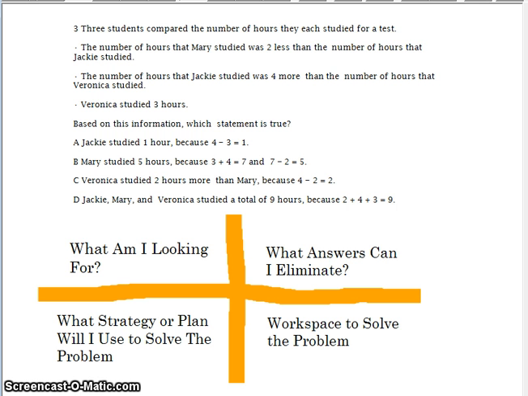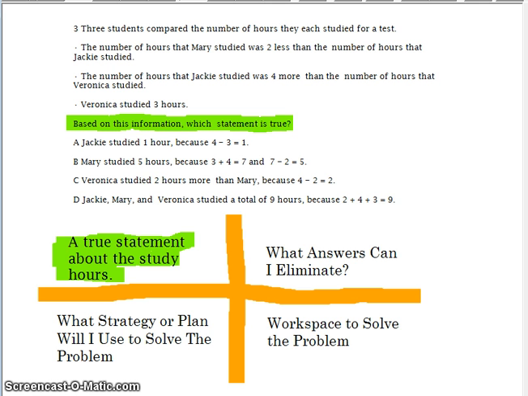We're going to add our window pane strategy to it. So let's look at the first top left hand corner. What am I looking for in this problem? Based on the information, we're trying to figure out which statement is true about the number of hours the girls studied.